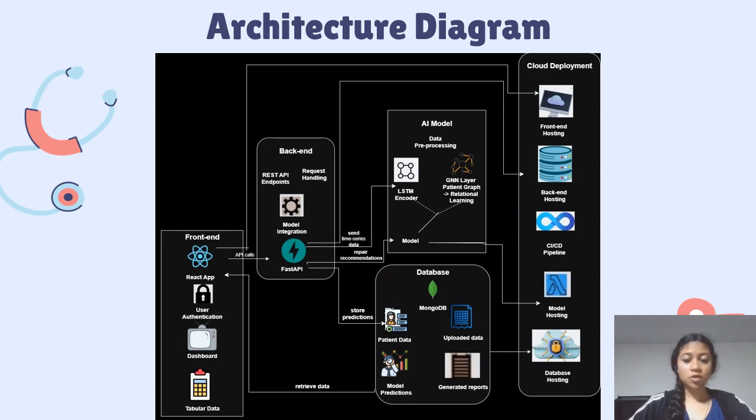This database keeps raw patient data, uploaded files, and generated predictions or reports which can later be retrieved by the front end for visualization. Finally, the system is deployed in the cloud with separate hosting for the front end, back end, and model. A CI/CD pipeline ensures smooth updates while the database and model are also hosted for scalability. In short, the architecture connects user interaction at the front end to advanced AI predictions at the back end with robust storage and cloud deployment ensuring accessibility and efficiency.